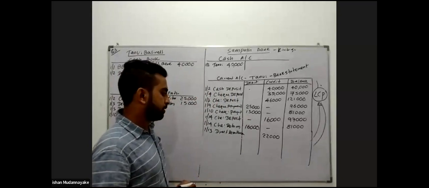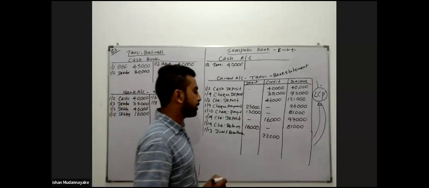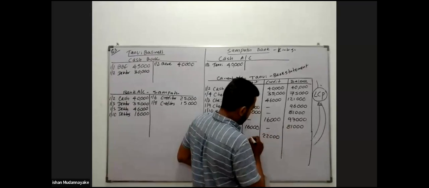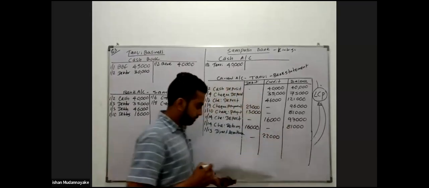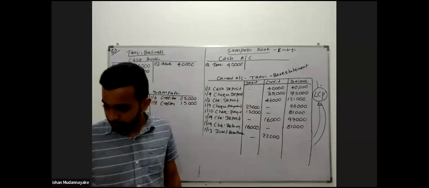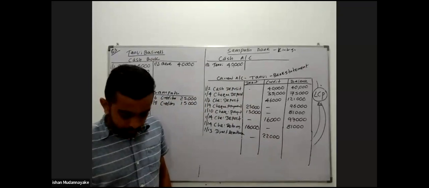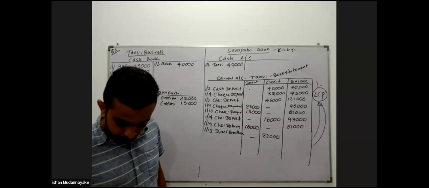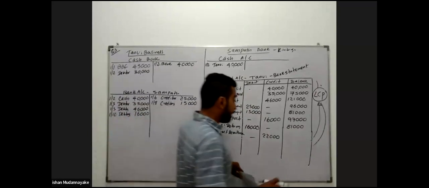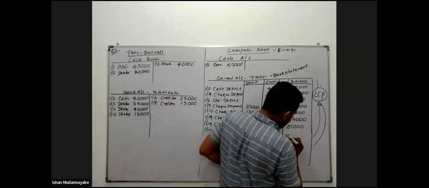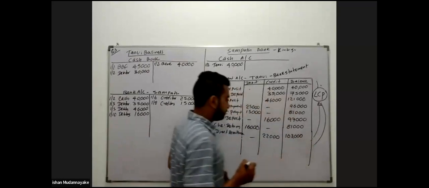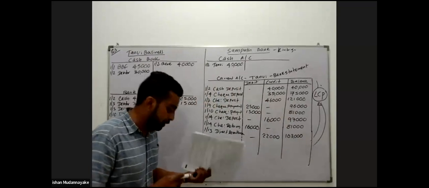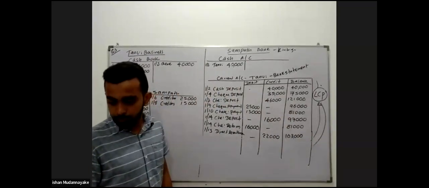Direct remittance. So the balance available: 81,000 plus 22,000. How much? 103,000. The balance available in the current account now is 103,000.